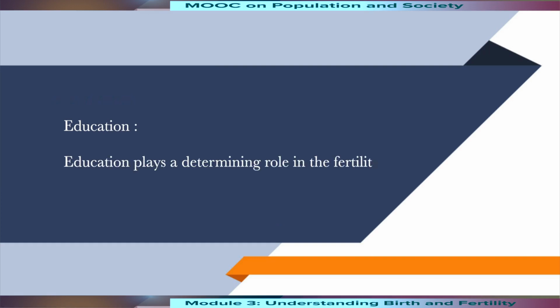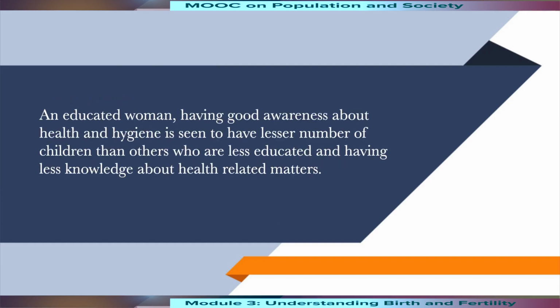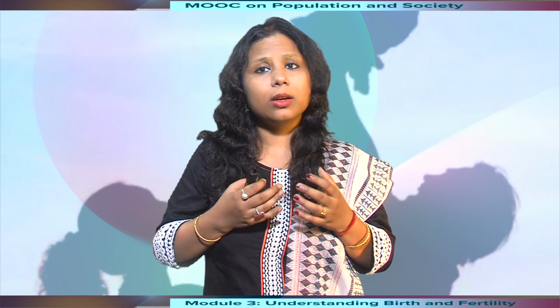The next important social factor is education. Education plays a determining role in fertility. An educated woman having good awareness about health and hygiene is seen to have a lesser number of children than others who are less educated and have less knowledge about health related matters. Apart from that, an educated girl prefers to have a job before starting a family. This also results in a delay of her marriage, thereby reducing her reproductive span.